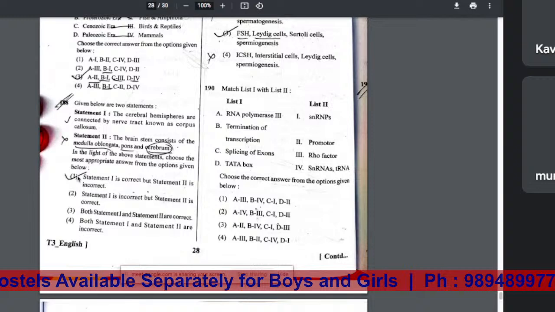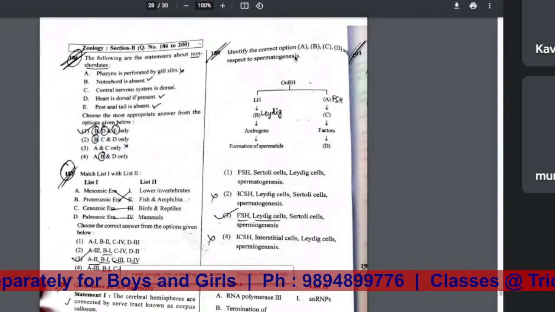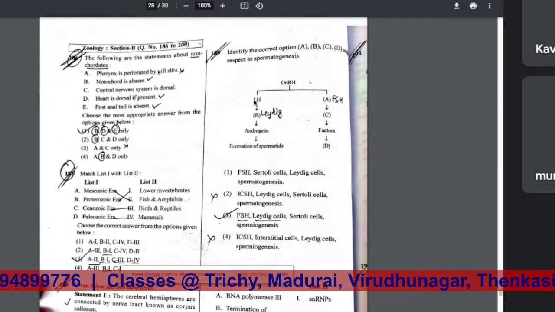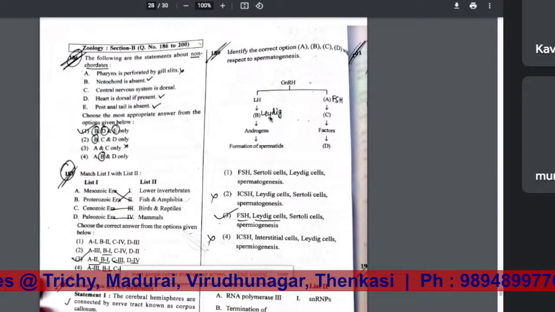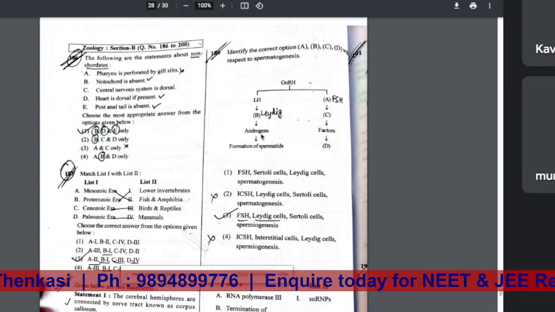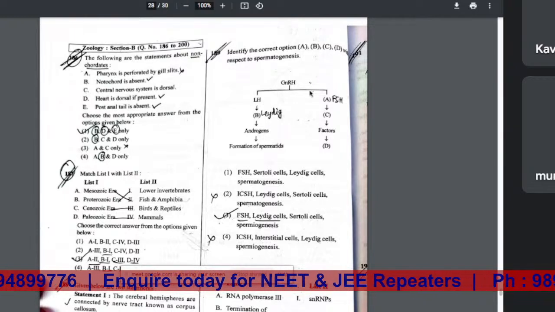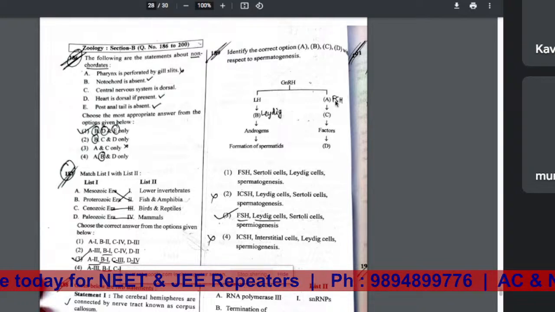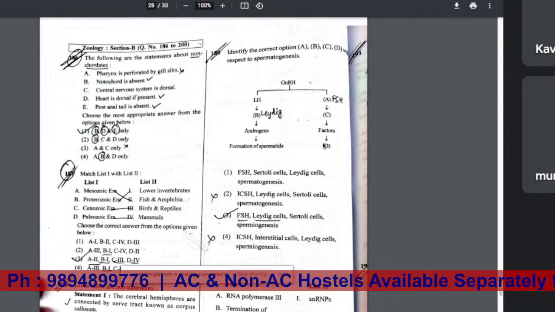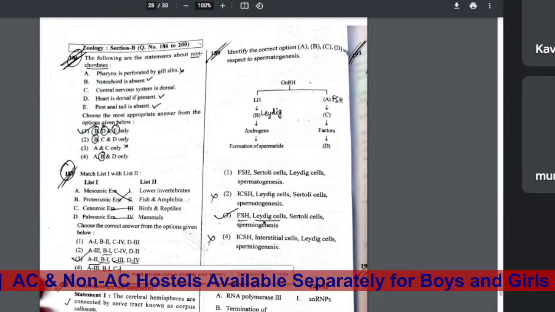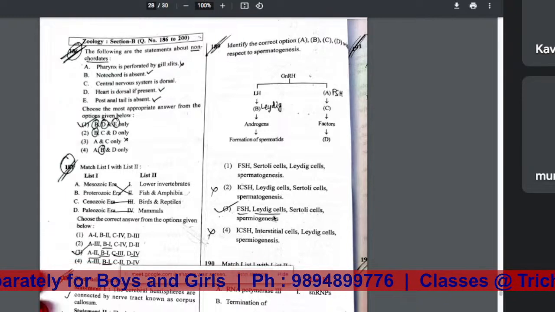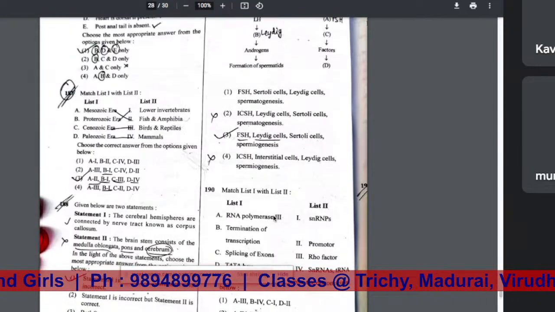So it is option 1. Moving on, identify the correct options they have given. Luteinizing hormone will act on Leydig cells and impact the androgens. Apart from LH, you also have FSH, follicle stimulating hormone, which will act on Sertoli cells and induce spermiogenesis. So FSH, Leydig cells, Sertoli cells, and spermiogenesis happens to be the correct answer here, which is option number 3.